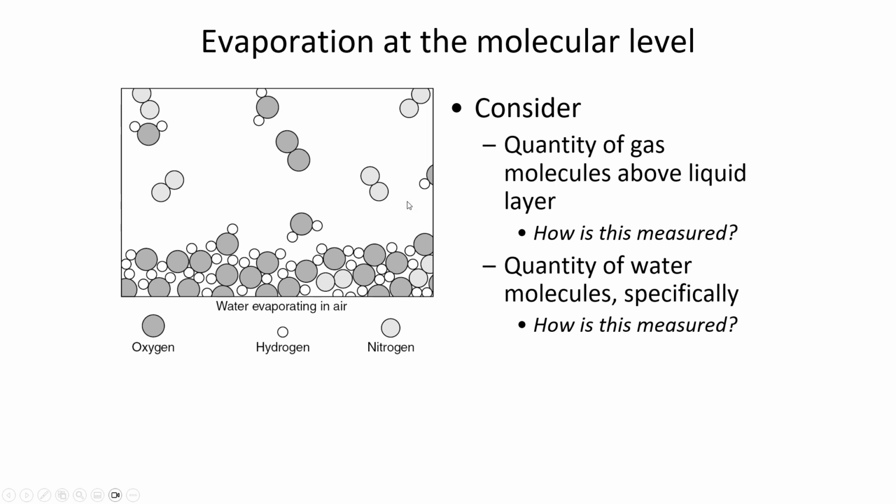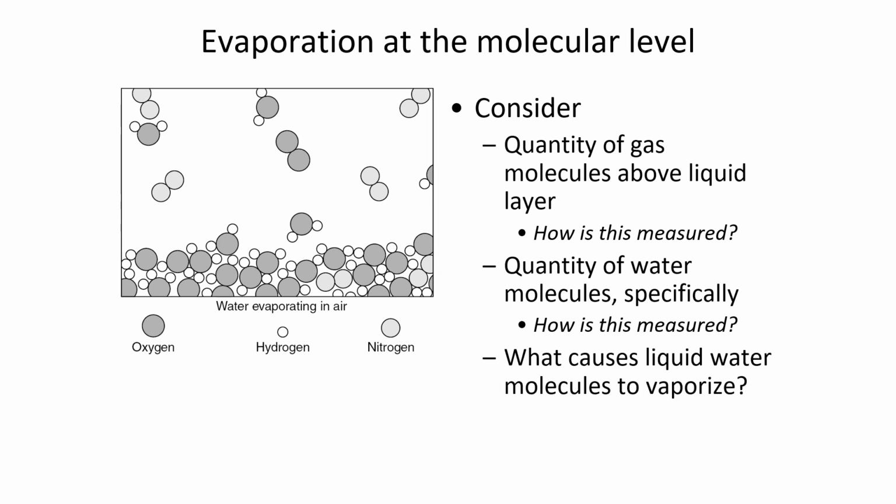Another way we could measure it is relative humidity, which is a fraction of the amount of water that's there compared to the maximum amount of water that could exist for a certain temperature. So we'll look at both. We'll look at partial pressures and also relative humidity as we're estimating the rate of evaporation. And so keep in mind that the cause of vaporization is energy exchange.